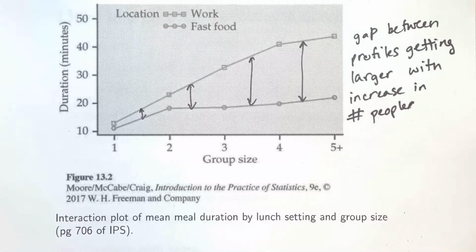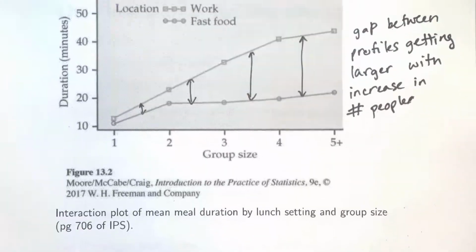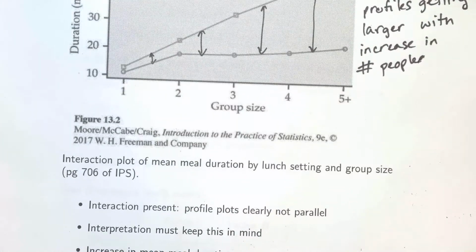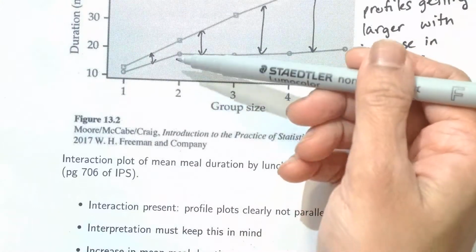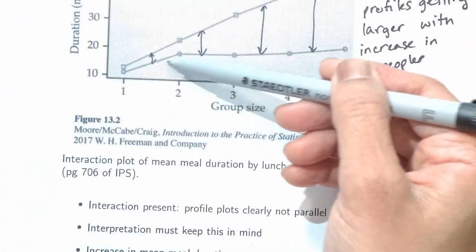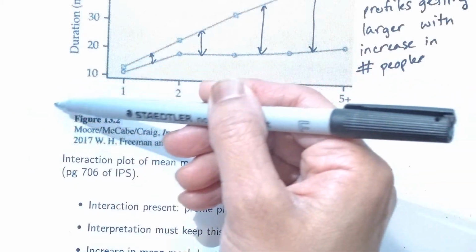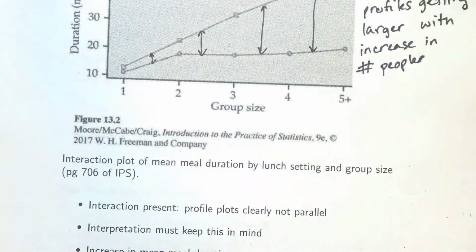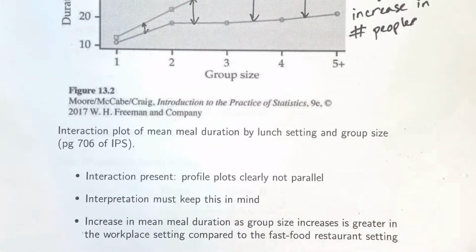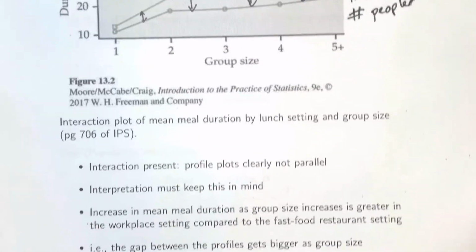So remember I'd said before, what we want to look for in these plots is, one of the things, the presence of an interaction. Clearly, these lines are not parallel, so there is evidence of an interaction. And you can see, well, we can't go less than one person eating, but you can see that if this line was to continue, these two profiles would eventually cross. Okay, so whenever we interpret our results, we need to keep that in mind.